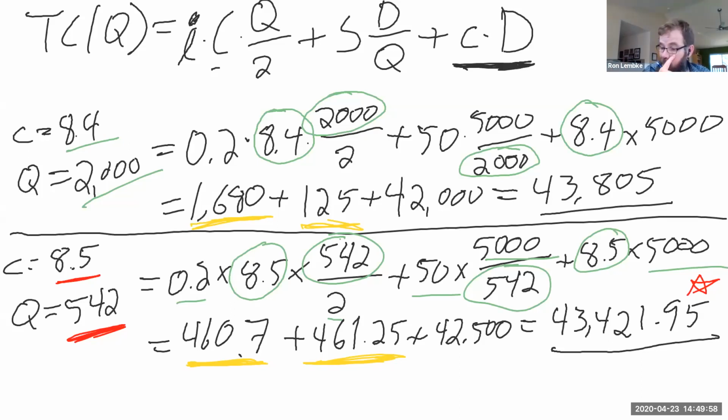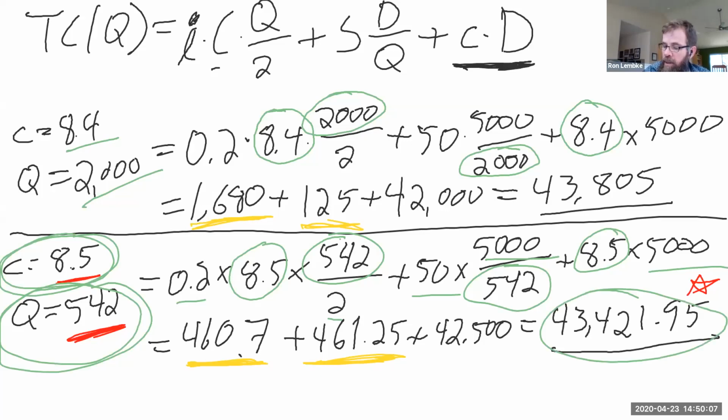So, just to recap, our decision is to buy 542 units at a price of $8.50, and we will pay $43,421 as our total. So that's our final answer. I hope this was useful.